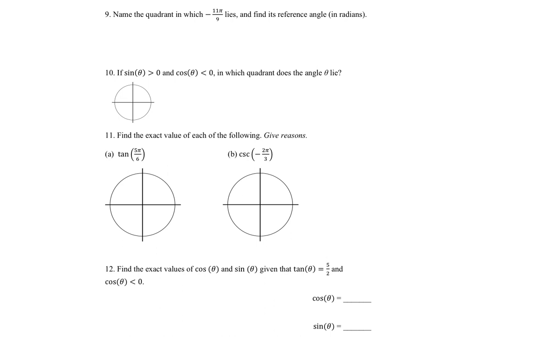So for this one, I'm asked to name the quadrant in which -11 pi over 9 lies. So the first thing I want to think about is, remember that to go all the way around one revolution is 2 pi. And so if I go halfway around, that would be pi. And then the other thing to remember is that we're going negative. So we're going to start here with our terminal side, and we're going to go this direction. And so I want to do that for 11 pi over 9 radians.